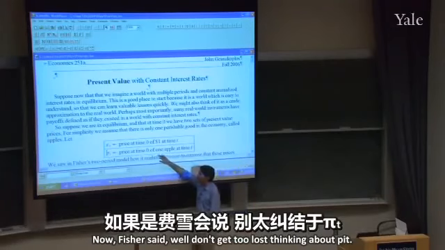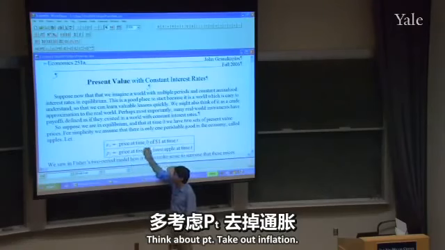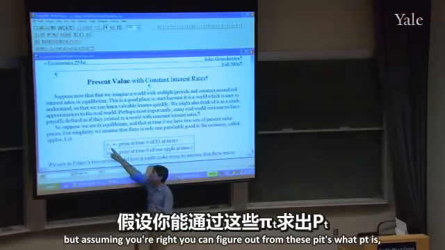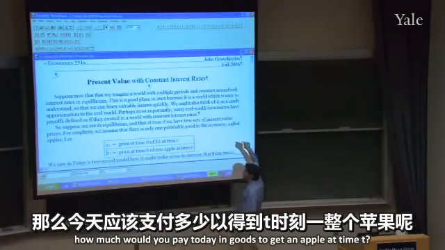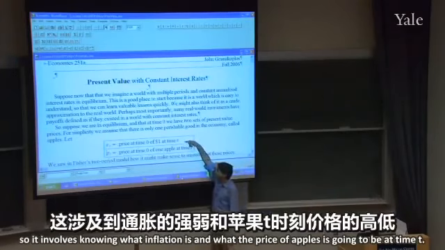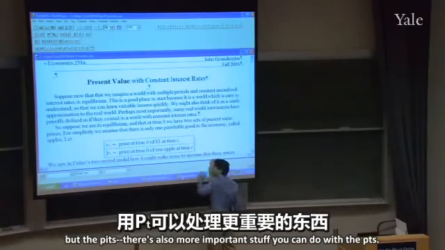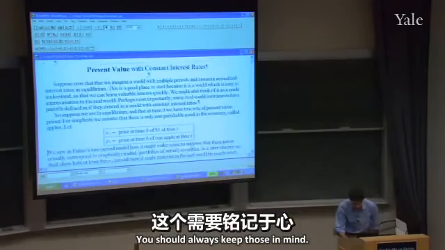Now, Fisher said, don't get too lost thinking about pi t, think about pt. Take out inflation. You have to make an expectation about what inflation is, but assuming you're right, you can figure out from these pi t's what pt is, the present value price. How much would you pay today in goods to get an apple at time t? Not $1 at time t, but an apple at time t. So it involves knowing what inflation is and what the price of apples is going to be at time t. So Fisher said, there's a lot of stuff you can do with the pi t's. There's also more important stuff you can do with the pt's, and you should always keep those in mind.